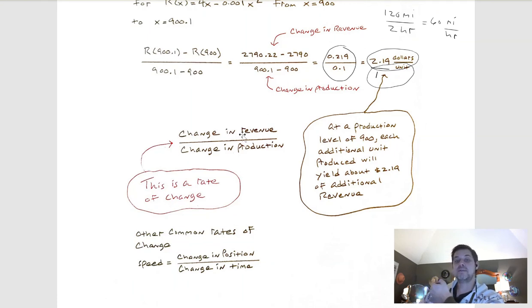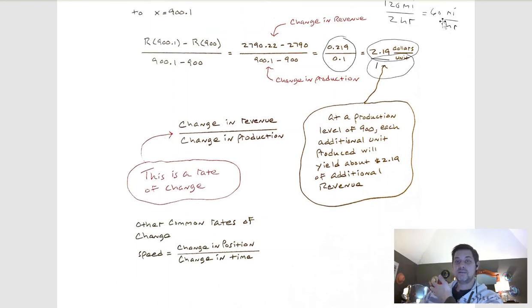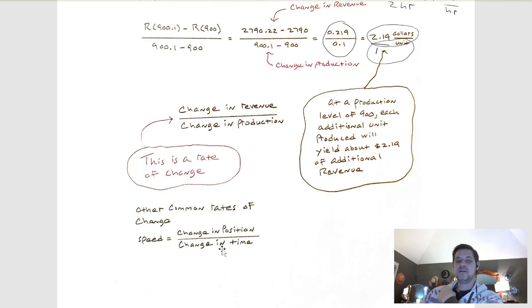It captures the corresponding changes between two variables that are already linked together. It tells you how they change together. It tells you how change in one is causing change in the other. It gives you the numbers for that. Other common rates of change? Well, speed is a rate of change. Like up here when I was talking about your car, speed is a change in position over some change in time.